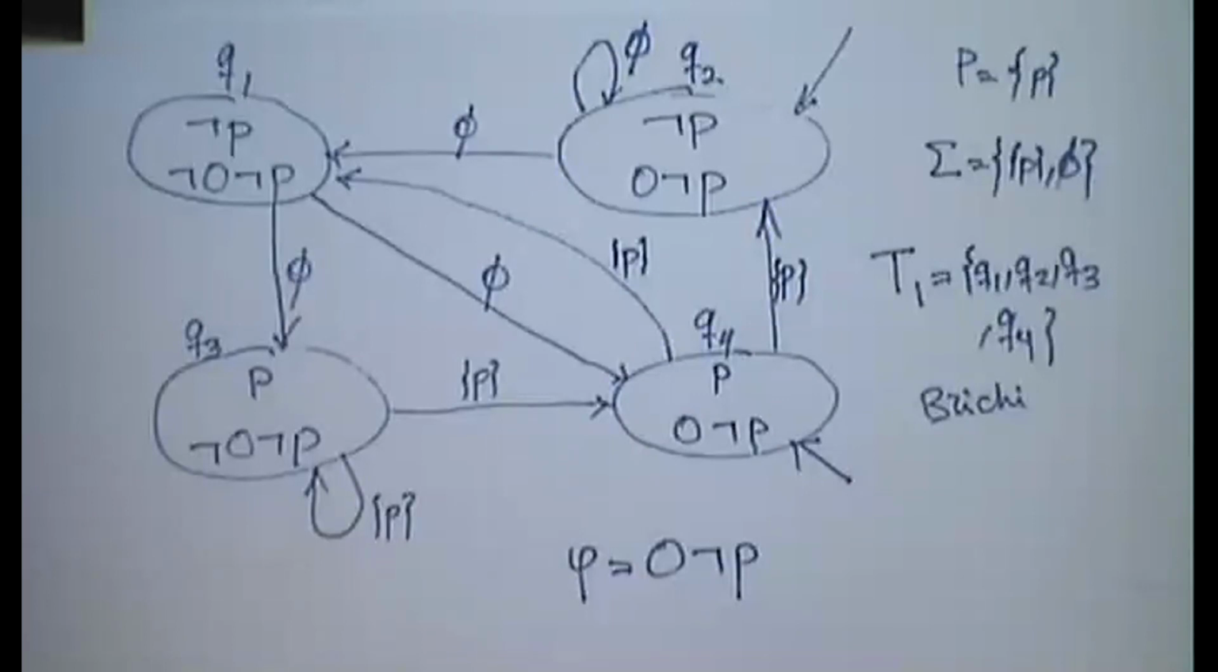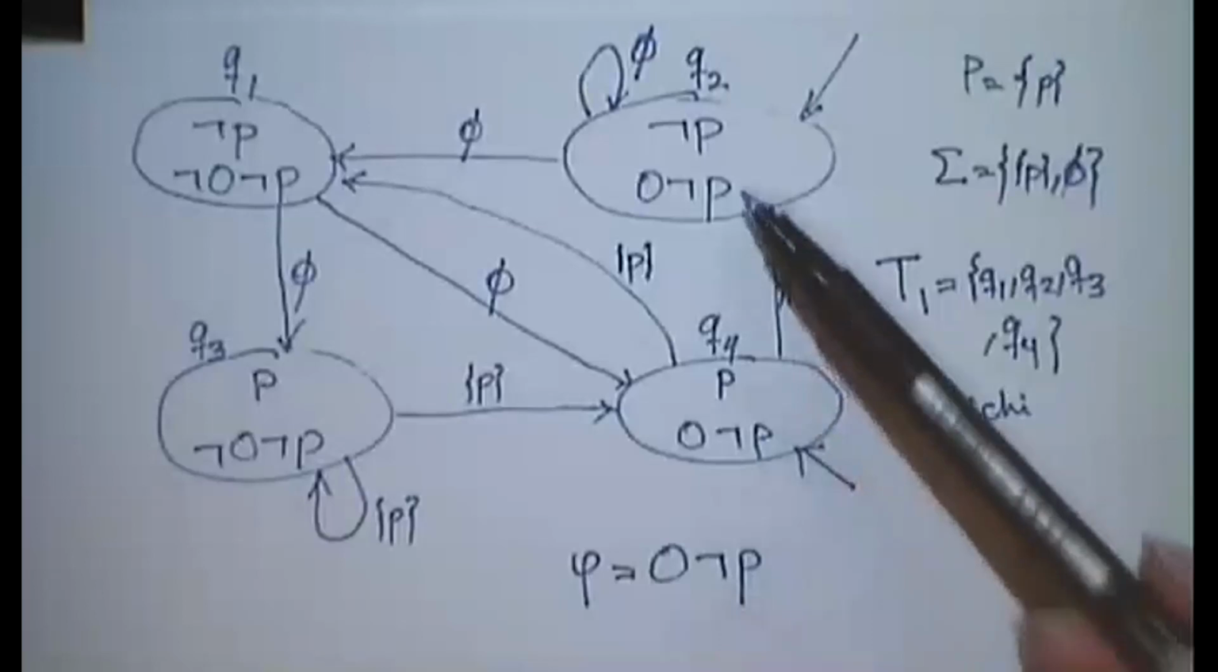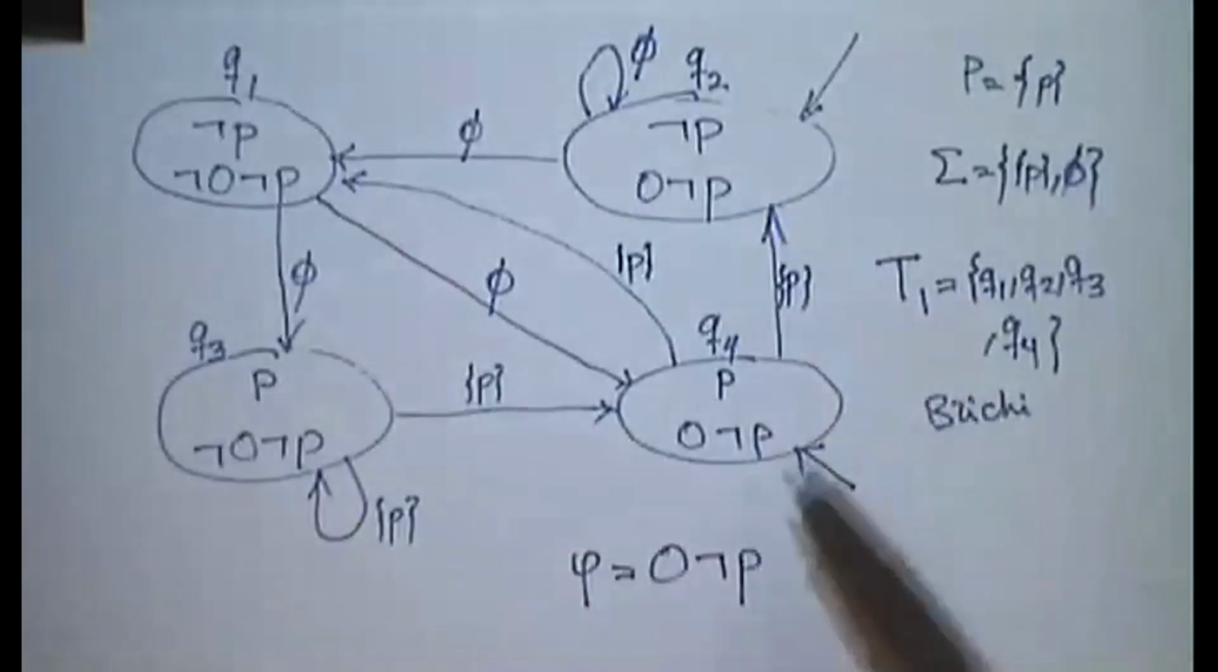Okay, clear? Great. So this was basically an example. Now, how did we get this T1? Well, here the formula that we have doesn't have any until in it, right? So what we said was that let's look at each one of our vertices. Let's, for example, look at Q4.